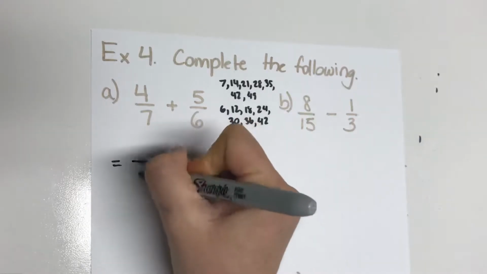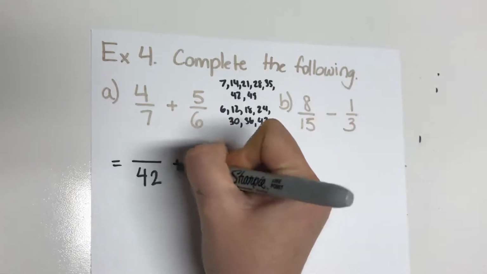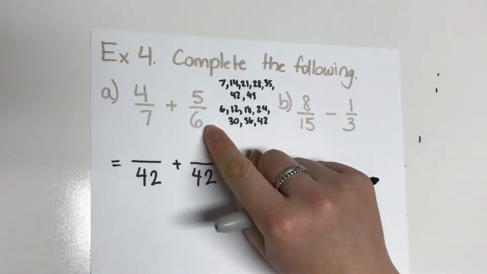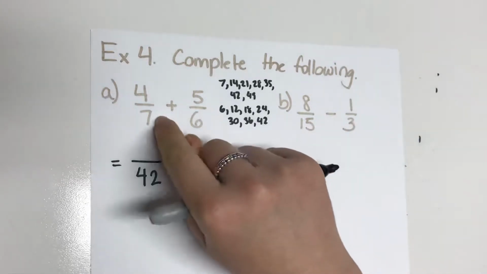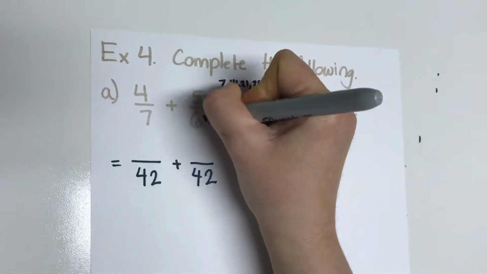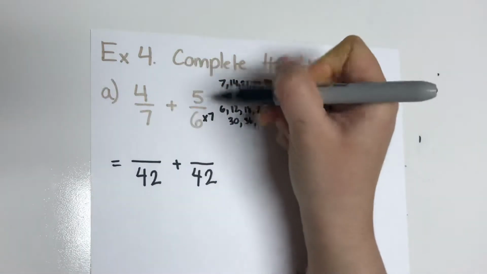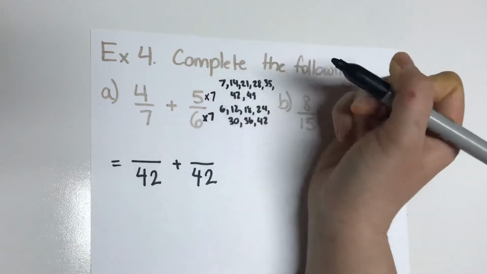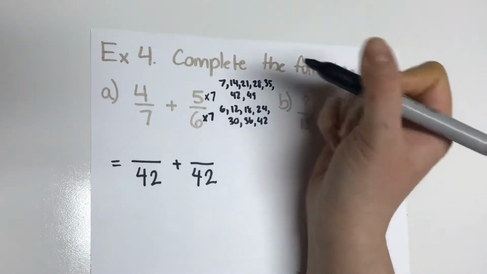I want to rewrite them with 42 as my denominator because that means that I can multiply 6 by something and get 42, and I can multiply 7 by something else, and I'll also get 42. So in this case, what I need to multiply 6 by to get 42 is 7, so I'm going to multiply 6 by 7. And whatever you do to the bottom, you have to do to the top of the fraction. That's the only way you can make them equivalent.